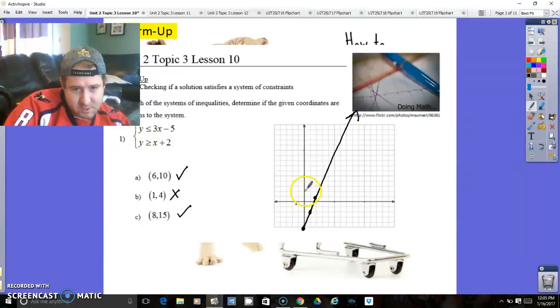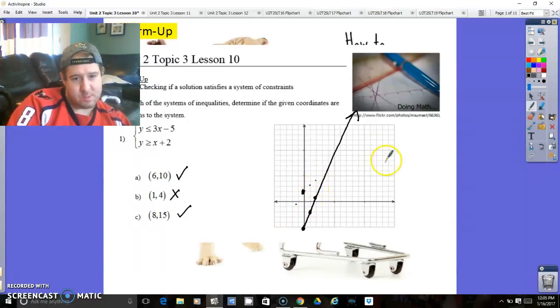X plus 2 starts at 2 right there. Up 1, right 1, up 1, right 1, up 1, right 1. And it'll be everything above that. I'm sorry, below this one and above this one. So let's see what that looks like. Everything that is below this line, but also above this line.